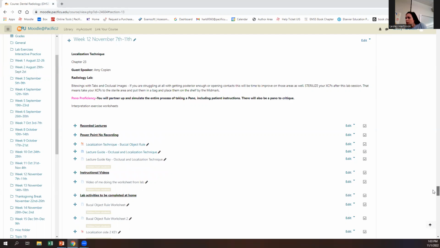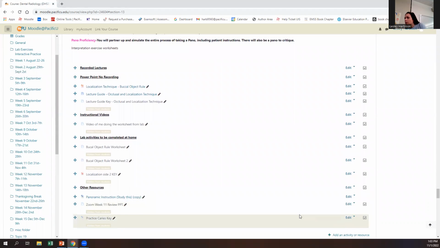There's this sheet here. I put it in. Oh, it's way at the bottom. No, where is it? Here it is. I'll move it up, but I'll leave it there because it says other resources. But this panoramic instructions, I printed it out and gave you guys a handout of that. If you lost it, then that's where you can find another one.